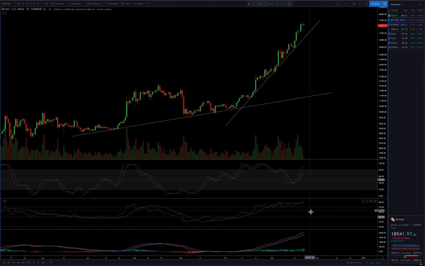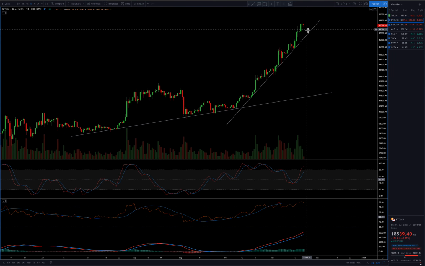Coming down here to the regular RSI, RSI is way above 70, which means it's still very bullish. And the third indicator I've got down here is the MACD, and it's above the zero line, and there's no indication of a bearish cross right now at this moment. So still very bullish at this point. So we'll see what happens.